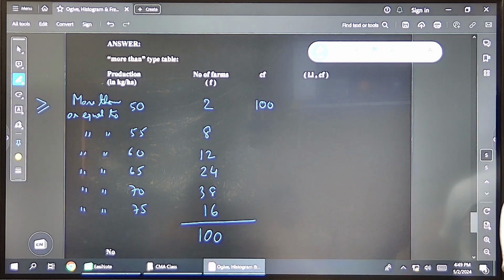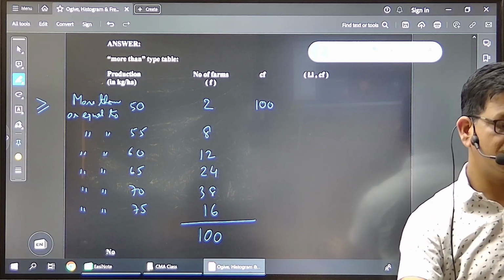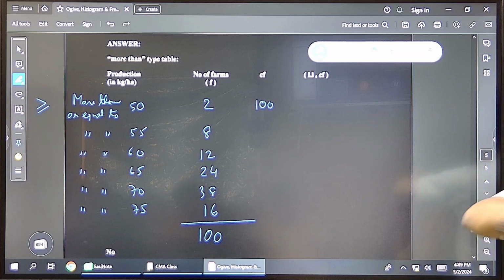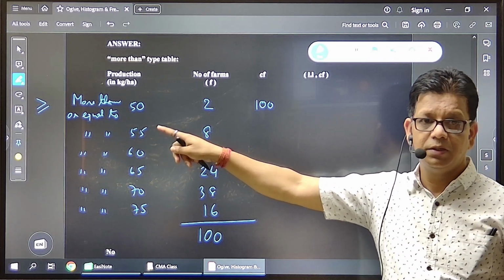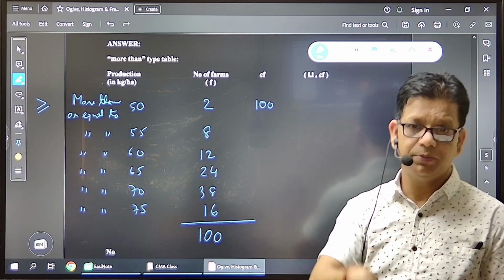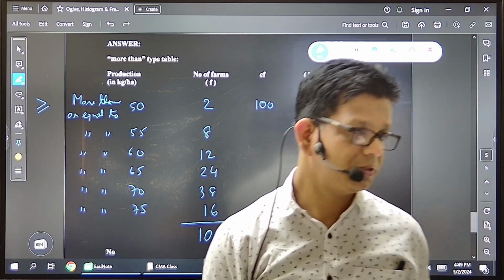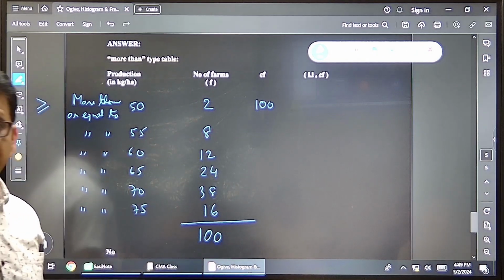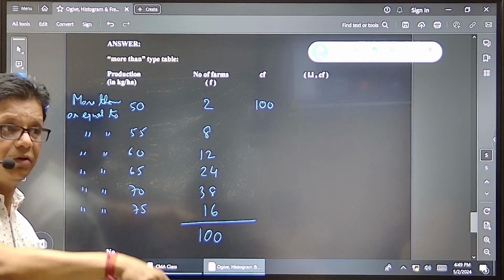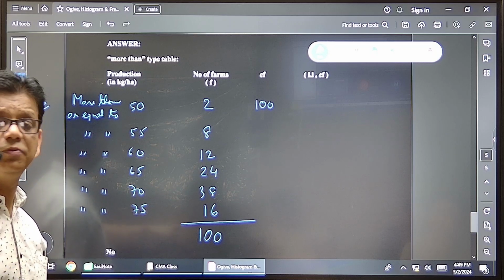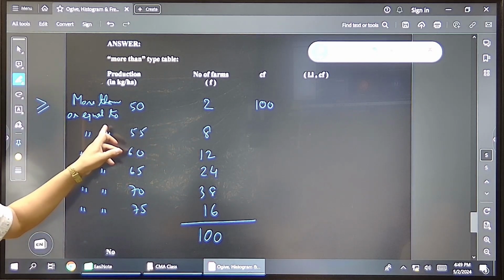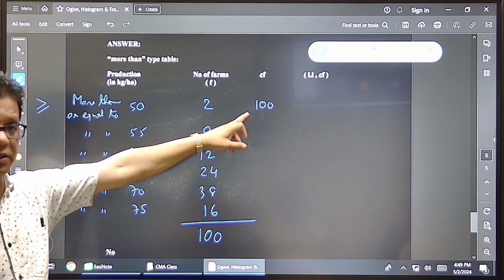Suppose in your exam, everyone got more than 10. That means whoever is there, all got more than 10. So when it is more than the lowest mark in the exam, everyone who appeared is counted. Suppose the lowest mark is 10 out of this 100 marks paper. Who got more than or equal to 10? Everyone. So when it is more than or equal to the smallest one, it is always the total.